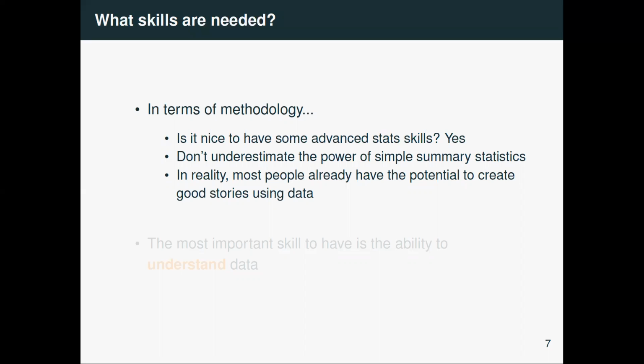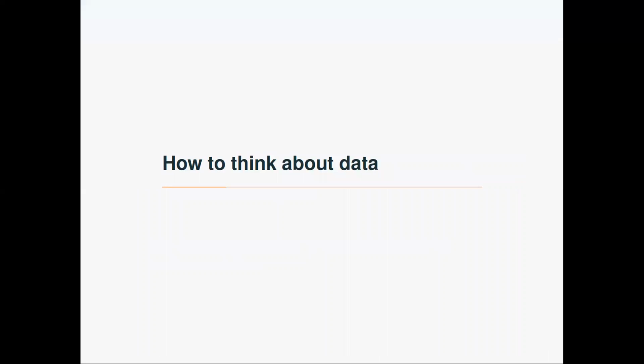And what I think really determines one's ability to produce good data journalism is the ability to really understand data and think critically about it. And so that's what I want to spend the rest of the time and bulk of my time here talking about today. That is how to think about data.